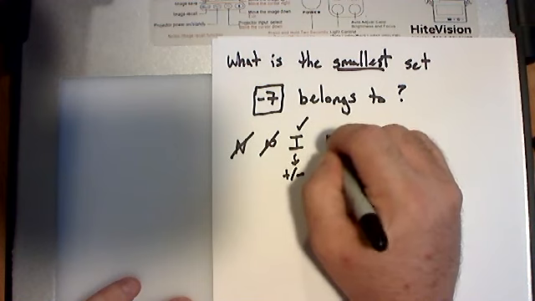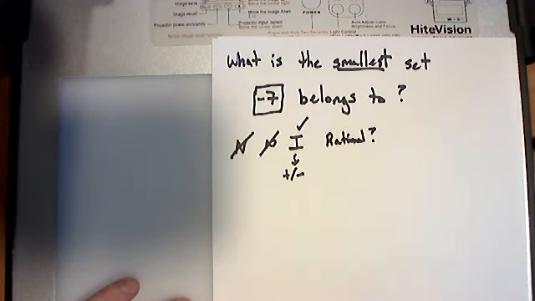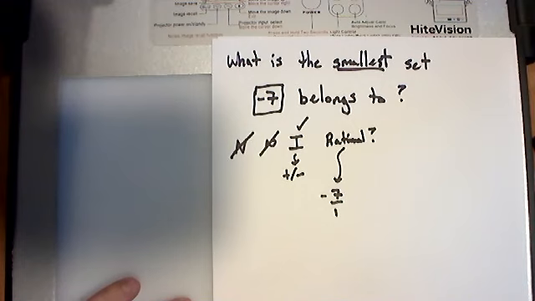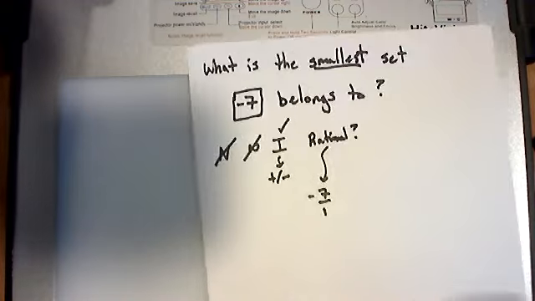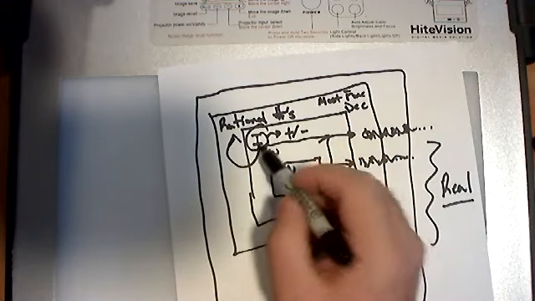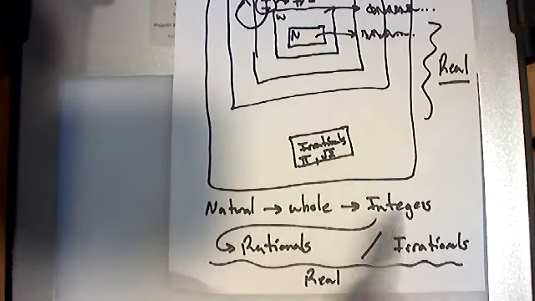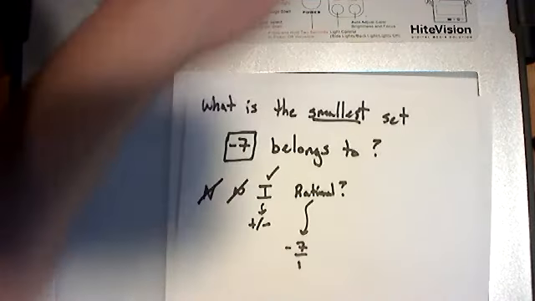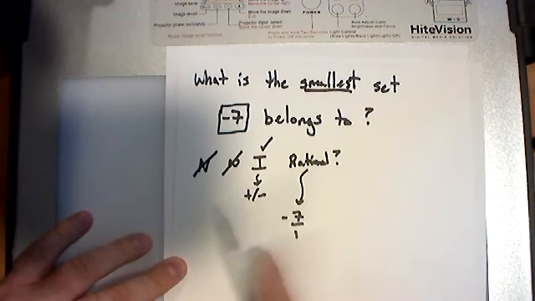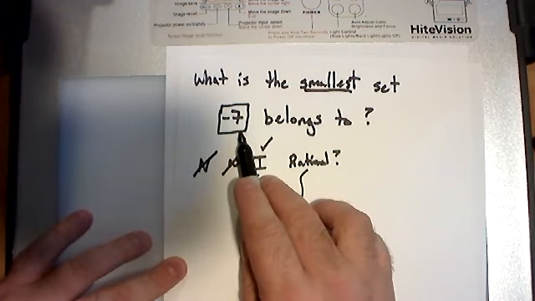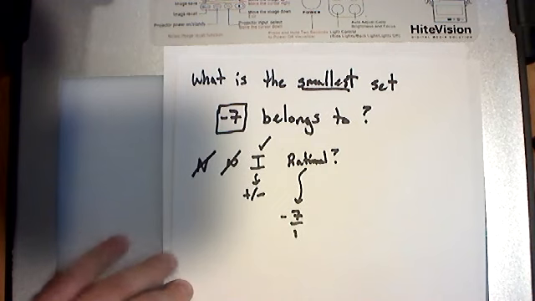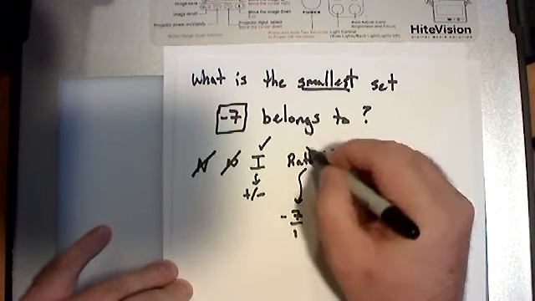Now keep going. Is it rational? Yes, for two reasons. One, because I can write it as a normal fraction, right? That makes it a rational number. And think about what we said in the drawing. Weren't all the integers inside of the rational numbers? Just by containment. If it's an integer, it's inside the rational numbers, right? So when you ask, is -7 rational? Well, it's an integer, and the integers are inside of the rationals. So by that definition, it is rational as well. So you can use the containment argument. The integers are inside of the rationals. That's an integer, so therefore it is also rational.